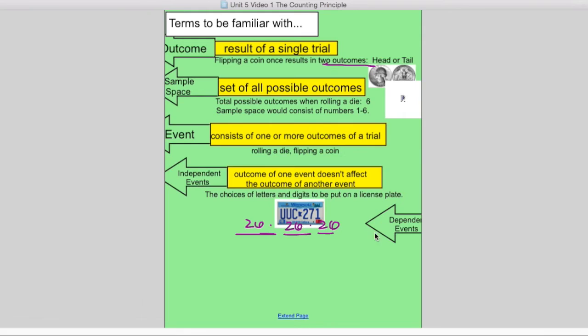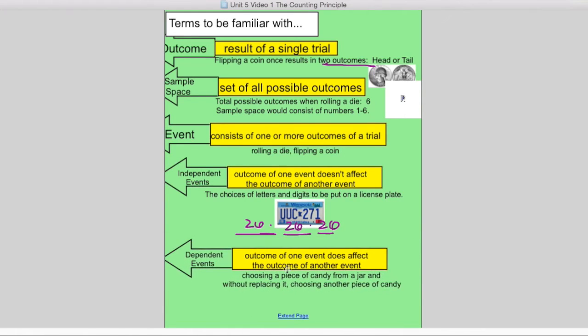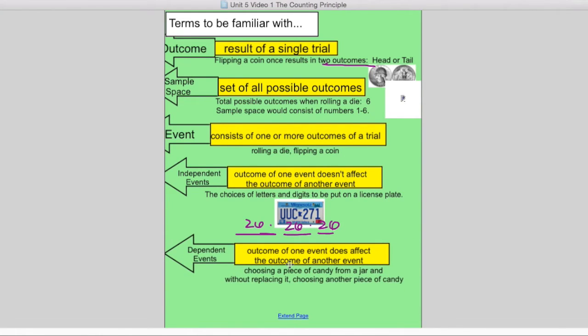Dependent, though, is different. It's when the outcome of one event does affect the outcome of another event. So choosing a piece of candy from a jar and, without replacing it, choosing another piece of candy. Another example: I'm going to make a license plate, but this time you can't use the same letter again. So I have 26 to choose from here, and let's say I get U, that would mean I can't have U again, so I only have 25 to choose from here. Then I have C, let's say, and so I can't use U or C, so now there's only 24 letters to choose from. That's what dependent would look like.